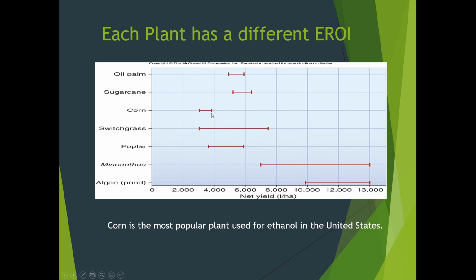Corn. This is what we use the most of here in the United States, and it is the worst of the worst, man. I don't know what they're thinking. All right, switchgrass takes marginal land, and the worst of the worst of the switchgrass is right down here, and over here, it's blowing it away. 2,000, 2,500 compared to 6,500. Unbelievable. Poplar, a type of wood.